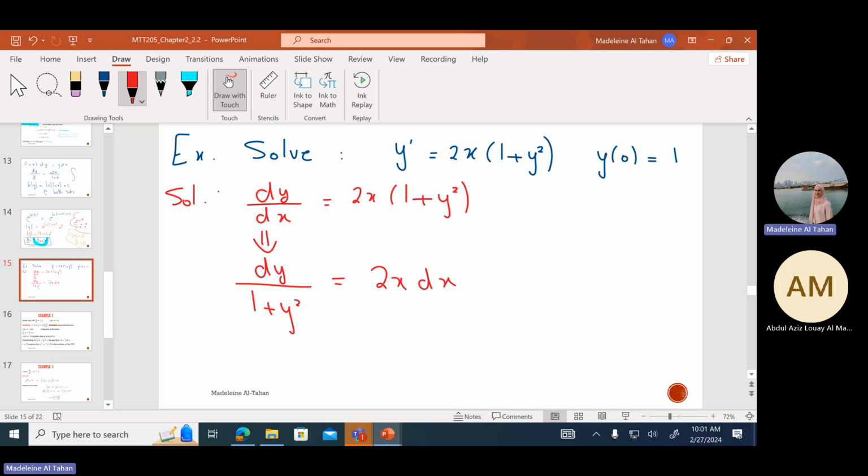When we reach the simplest form, what should we do? Integrate. So we put here, integrate both sides. Now from Calculus 2, the integral of du over a squared plus u squared is equal to 1 over a times tangent inverse of u over a.